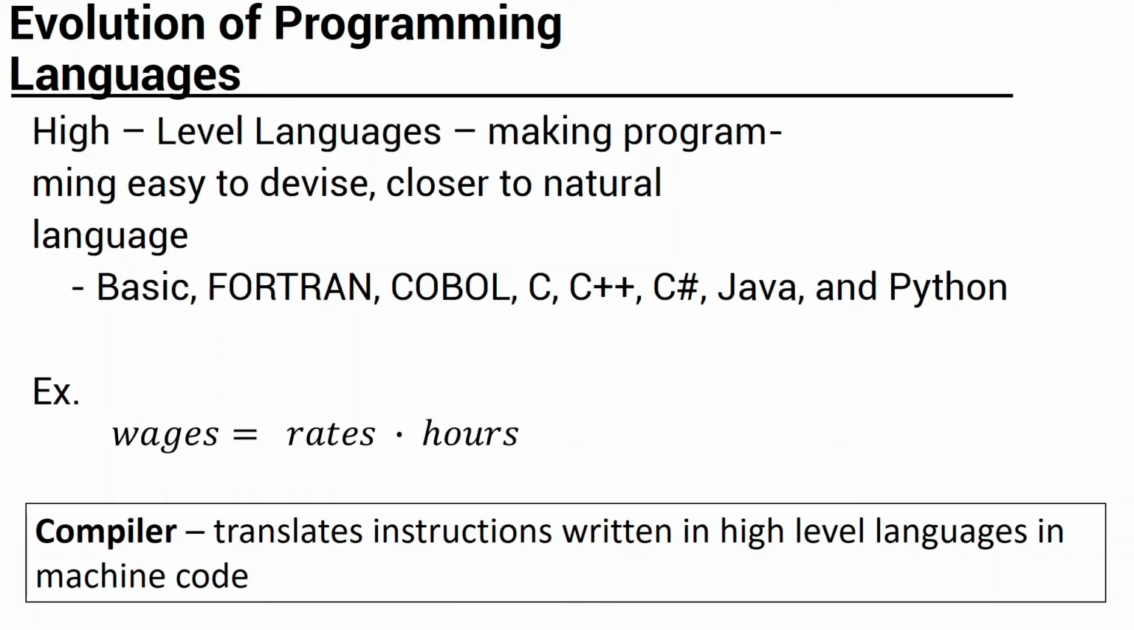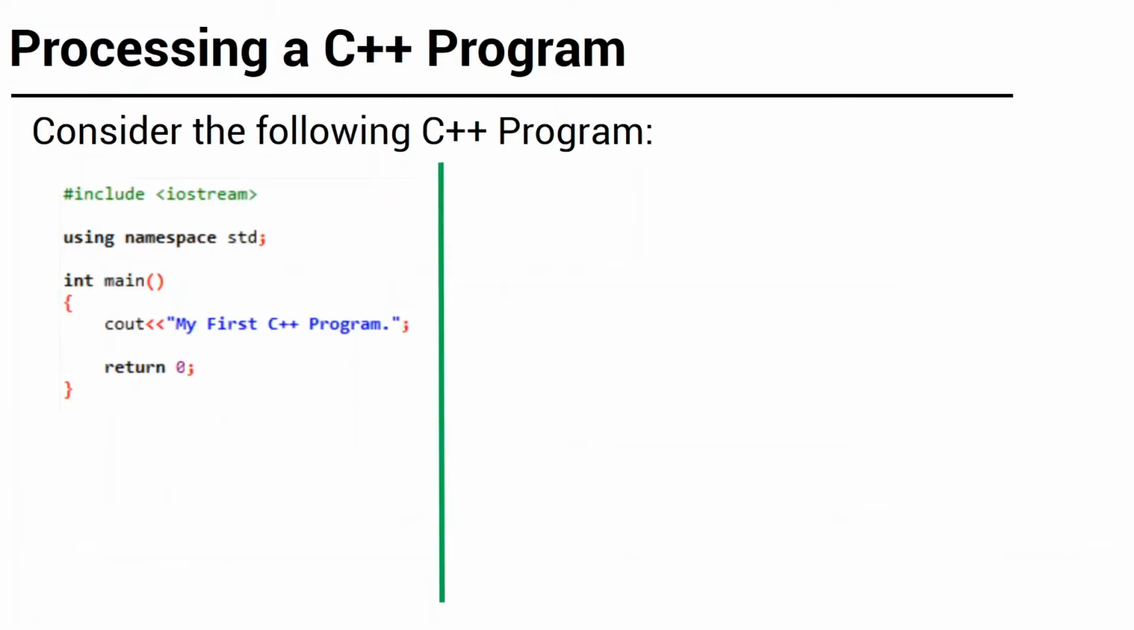Now to solve for the weekly wage, it is very easy by just doing the statement wages is equal to rates times hours. But still, computers do not understand this high-level language. So there is still a need of a translator that will translate high-level language into machine language. We call this one compiler. Now, how do computers process C++ programs?